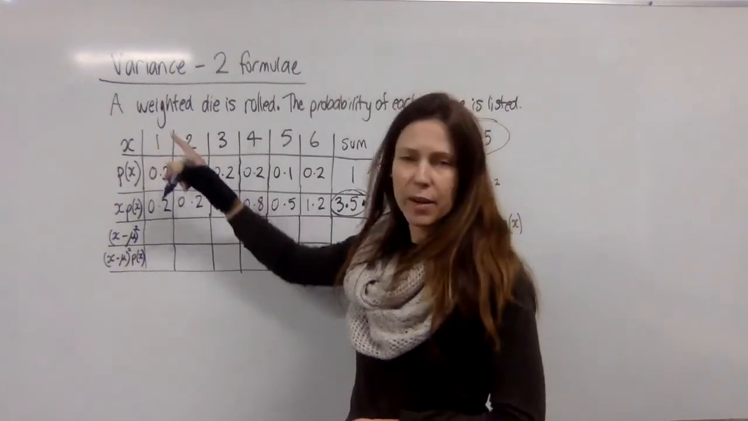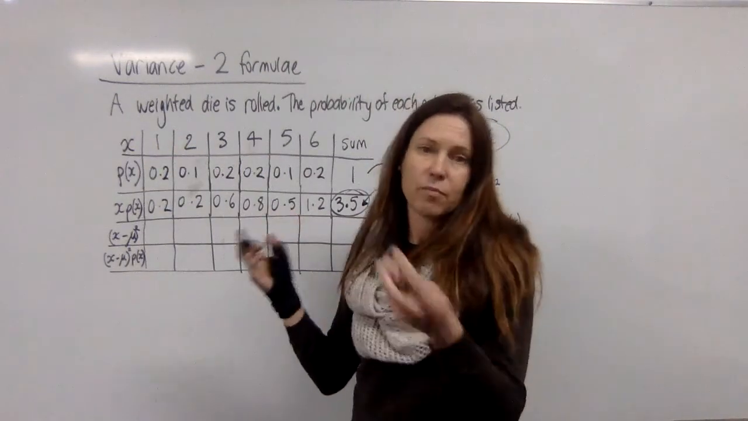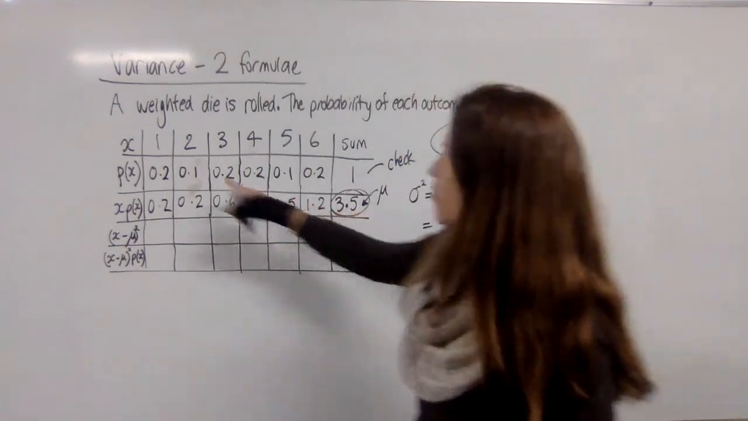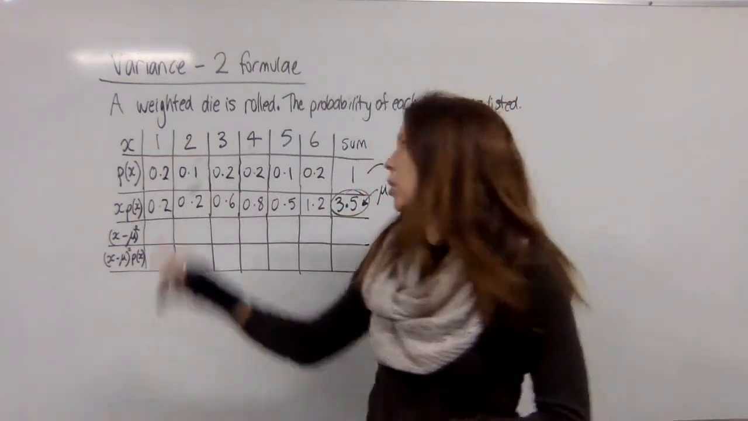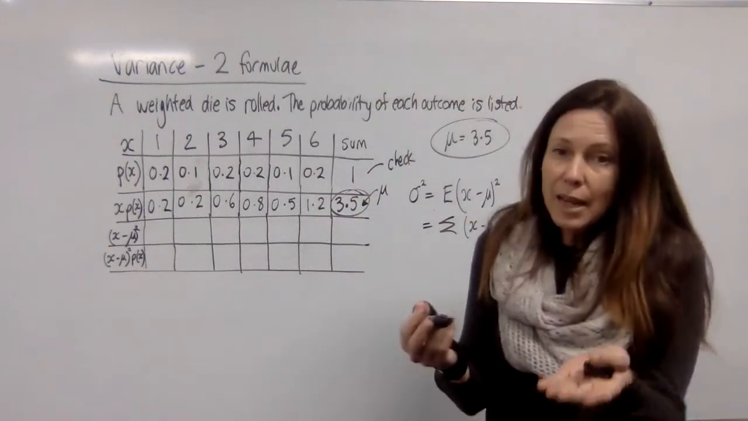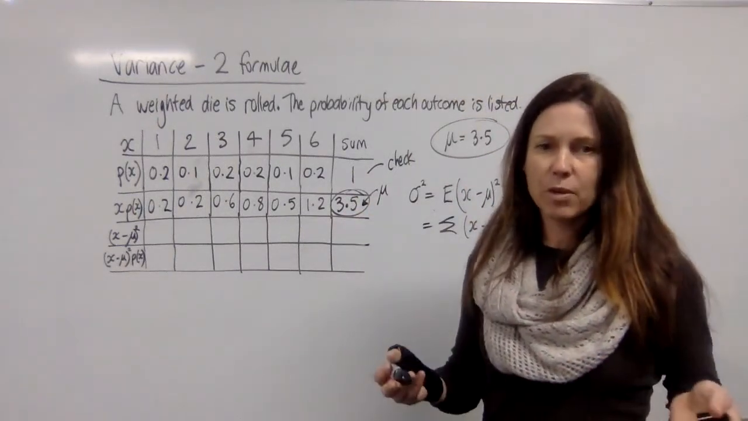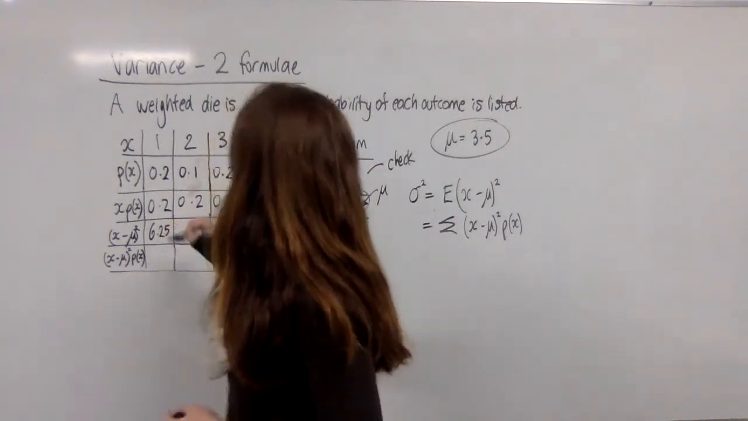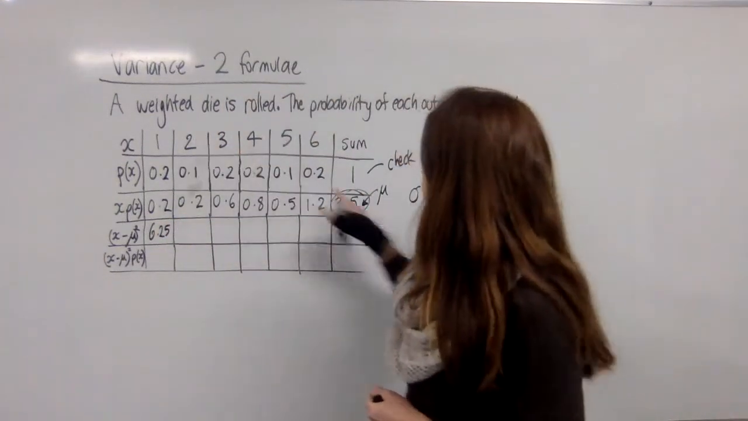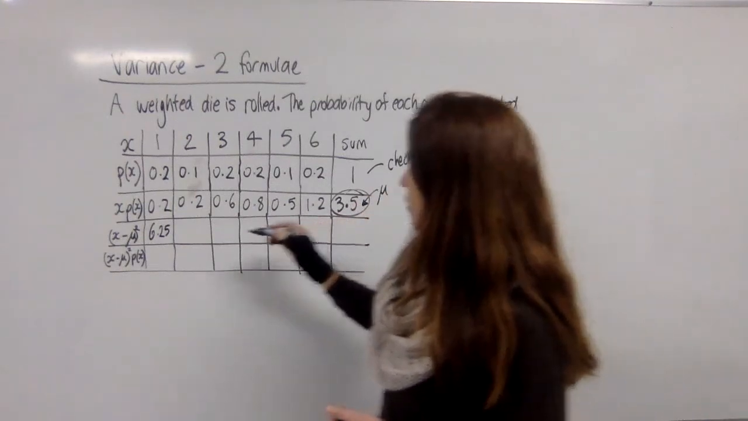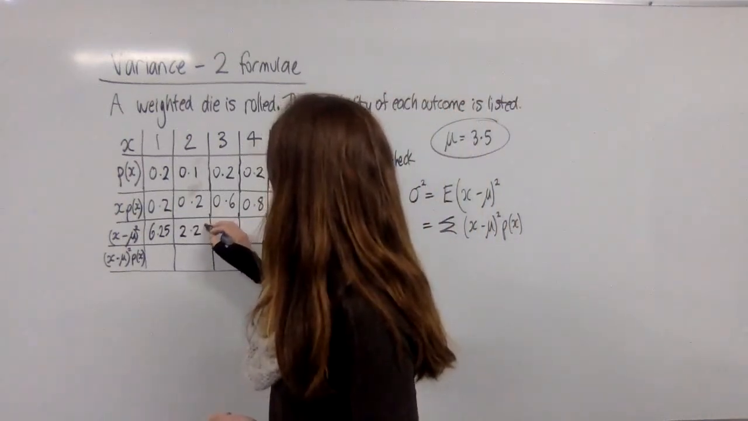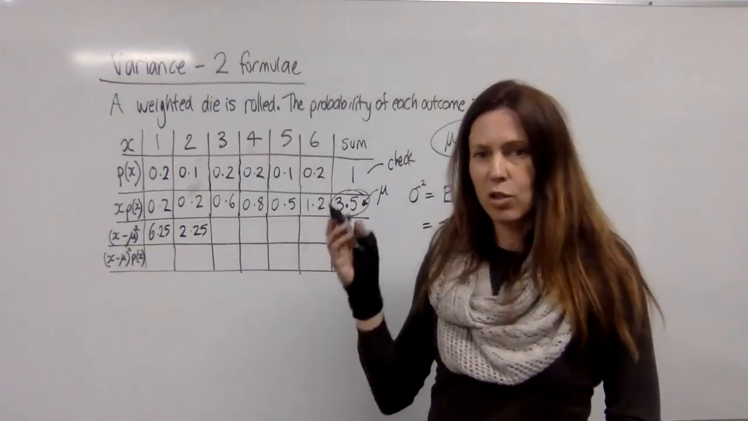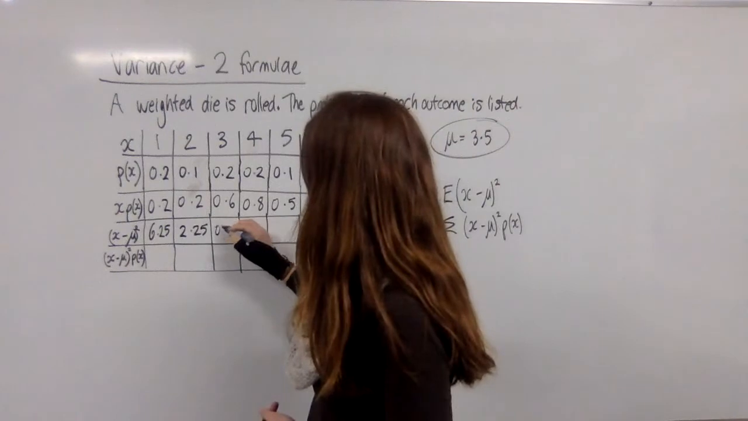So think how far apart 1 is from 3.5: 2.5. You then have to square that, because whether you do 3.5 minus 1 and get 2.5, or 1 minus 3.5 and get negative 2.5, either way when you square it, it's going to be positive. So 2.5 squared is 6.25. Now, how far apart are 2 and 3.5? 1.5, and when you square that, you get 2.25. 3 and 3.5 are half apart, and when you square a half, a half of a half is a quarter.